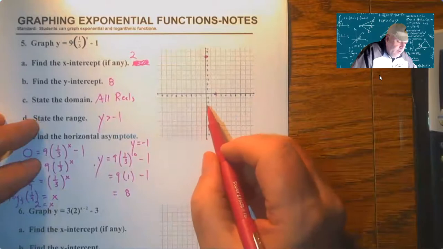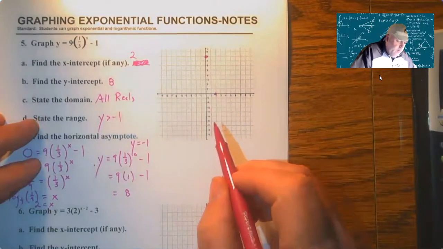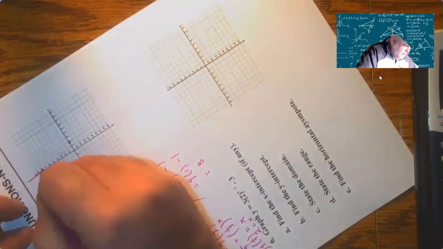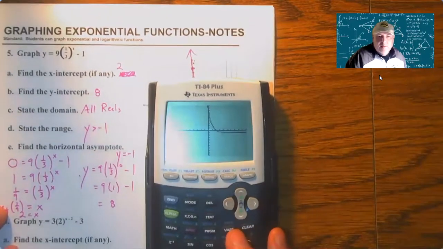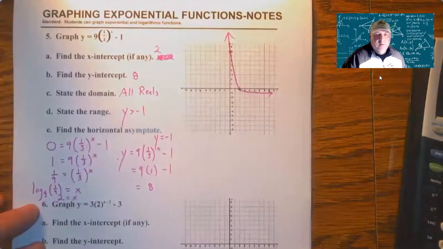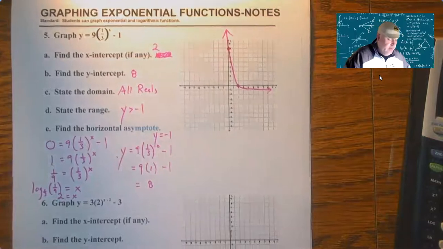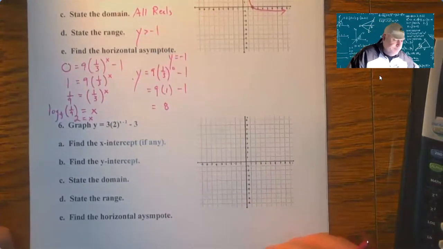You're getting really close to -1. You don't want to dip down below -1 when you draw it. You got to be really tight on your turn here. And that's something that I'll look for, that you get it close to the horizontal asymptote, that you get that right. And then problem 6.